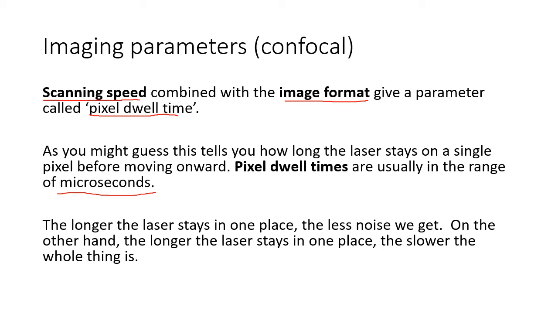The longer the laser stays in one place, the better signal we get and the less noise we get. On the other hand, the longer the laser stays in one place, the slower the process is and the more you bleach your sample. So the decision on how slowly or how quickly you should record your data is always a compromise.